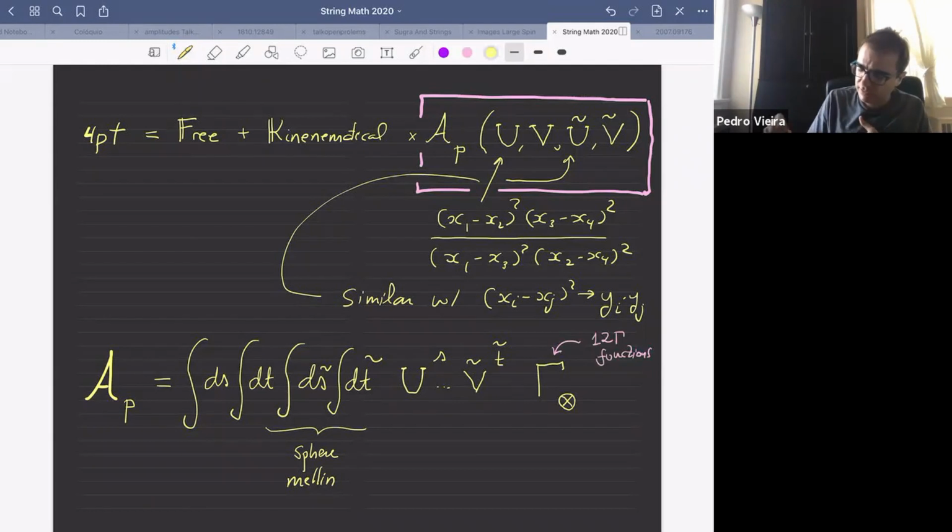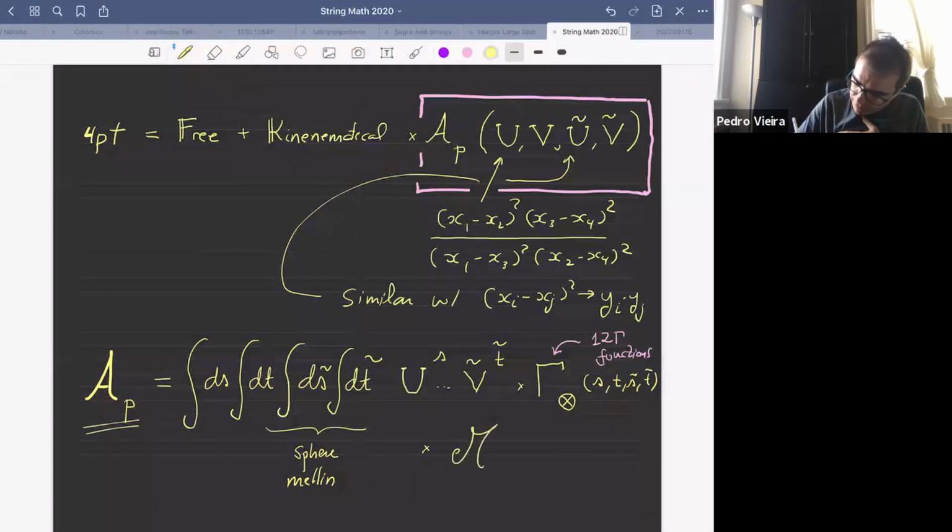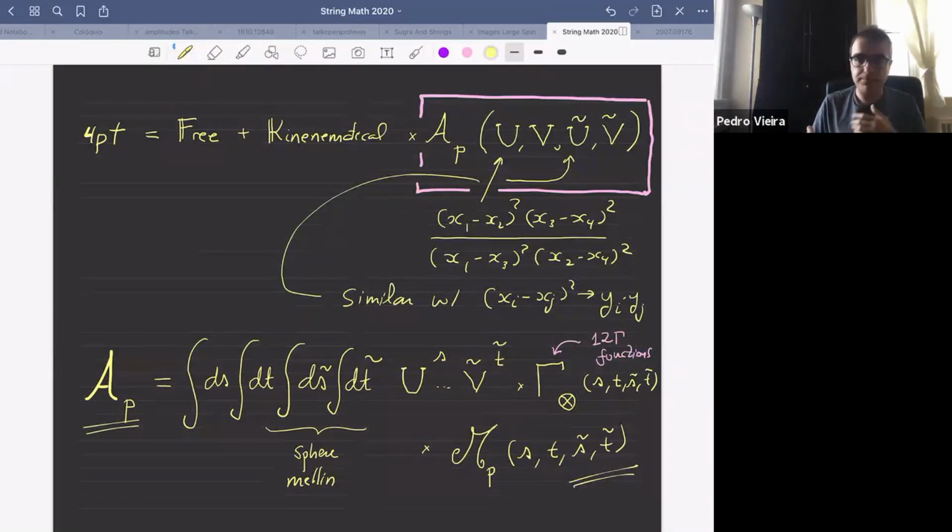So this is totally determined. It's a definition of the object. If you want, you define this. So it's a function of S, T, S tilde, T tilde, but it's defined. And then times, and now instead of A, what replaces A would be the Mellin variable M, which depends on S, T, S tilde, T tilde. So it is just a transform, as you see.